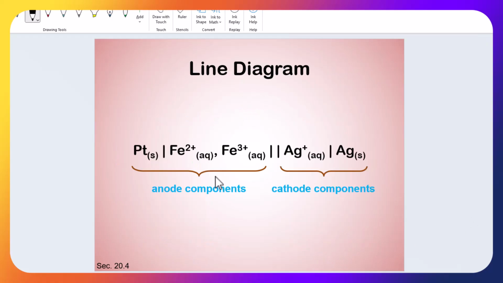This would be the line diagram using an inert platinum electrode for the anode compartment, because both of these are in aqueous solution, and then for the silver ion being reduced to silver metal, the silver metal is actually an electrode on this particular reaction.